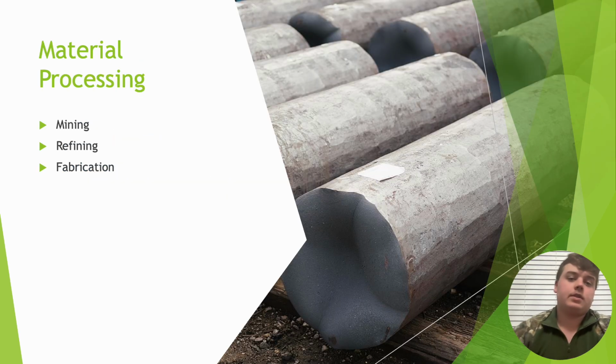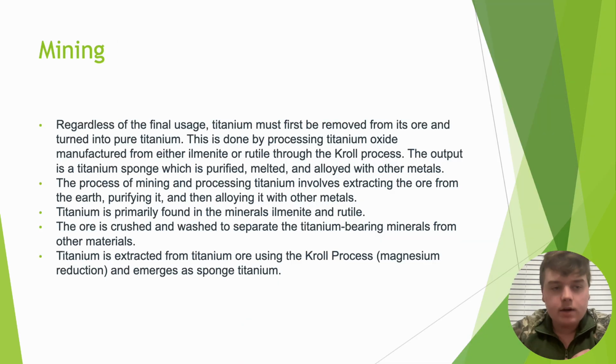The material processing. The material processes that I'll be discussing are the mining process, refining process, and fabricating process of titanium. Let's get started with mining. Regardless of the final usage, titanium must be removed from its ore and turned into pure titanium. This is done by processing titanium oxide, manufactured from either ilmenite or rutile, through the Kroll process. The output is a titanium sponge, which is purified, melted, and alloyed with other metals.